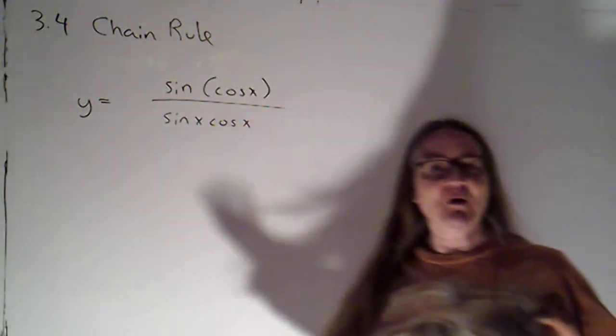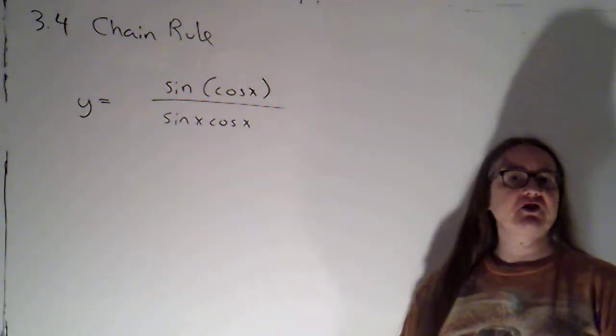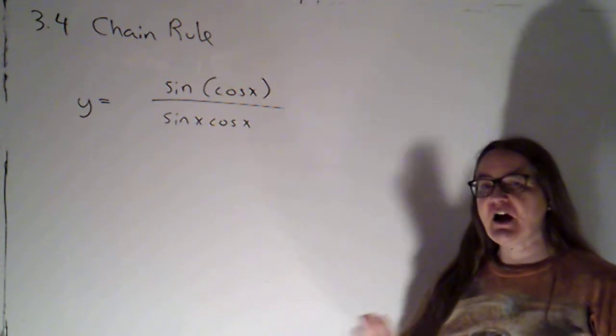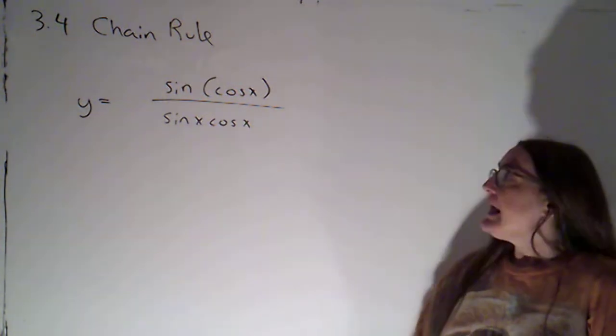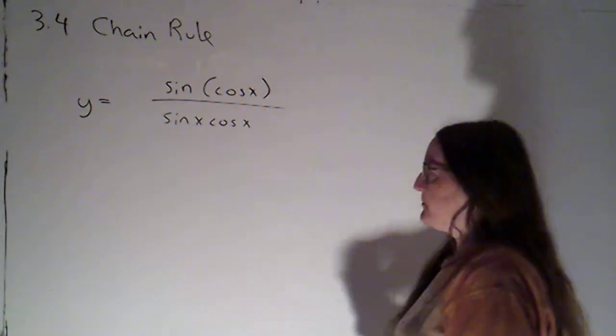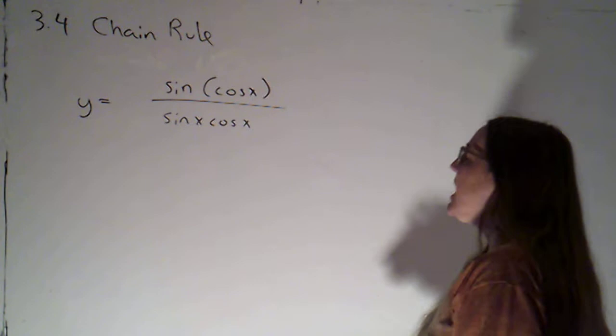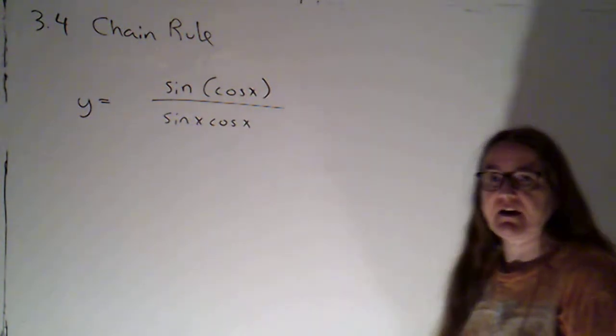We can combine the chain rule with product and quotient rules. We can now build functions using any combination of arithmetic and composition that we like. It's important then that we recognize when we need to use which rule. So I've got this lovely function up here. y is sine of cosine x over sine x times cosine x.